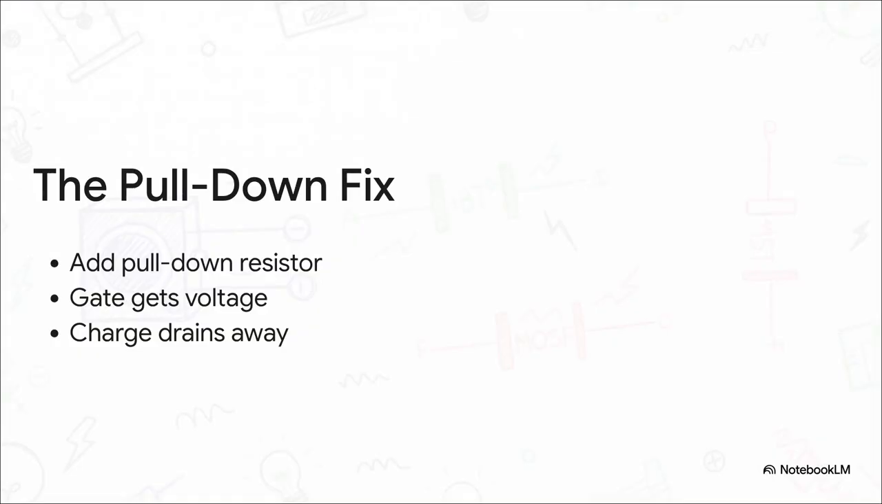Luckily, there's a very clever fix for this. We add a second, high-value resistor, but this time we connect it directly to the ground line. This is what we call a pull-down resistor. Now, when the gate receives voltage, the switch opens normally. But the very second you turn your controller off, that stored-up, trapped pressure in the gate pin suddenly has an escape route. It slowly and safely drains away through that high-value resistor right into the ground, and the MOSFET safely shuts off. Problem actually solved.